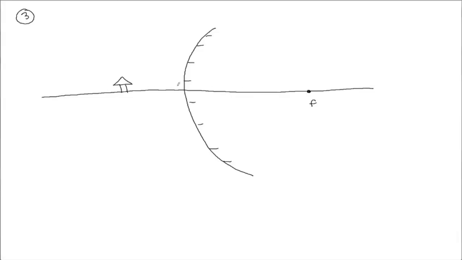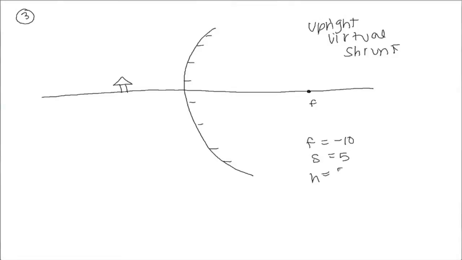Okay. So from our prediction, it's convex, so it's diverging. So we expect it to be upright, virtual, and shrunk. Excellent. So it's easy to predict for a diverging device. And we know that F is -10, S is 5, and H is 5. So we can just do the math. Or I guess, okay, I'll trace first.